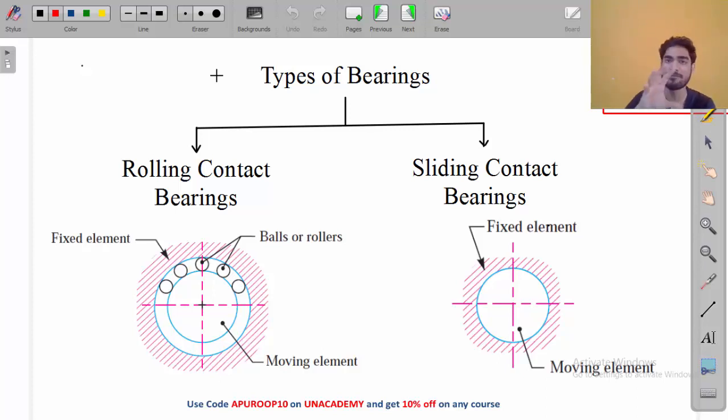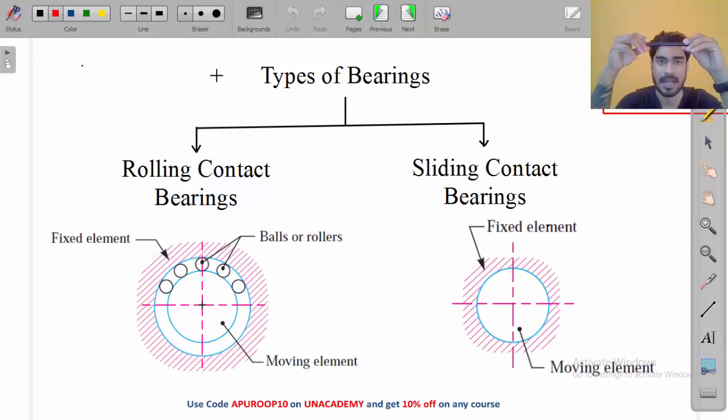See, the shaft is the moving element, the moving body, and the support is the fixed body. The shaft is supported on some fixed support. Between this moving element and fixed element, what type of contact is there? There are two types of contact, my friend: rolling contact and sliding contact. Let's understand both these things.